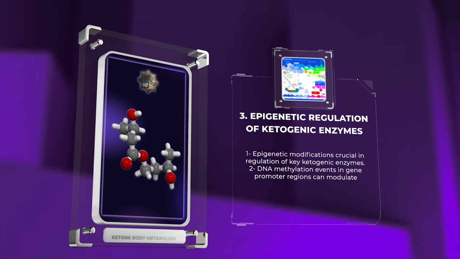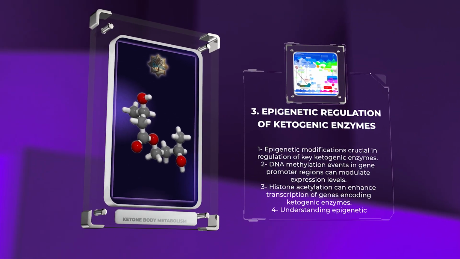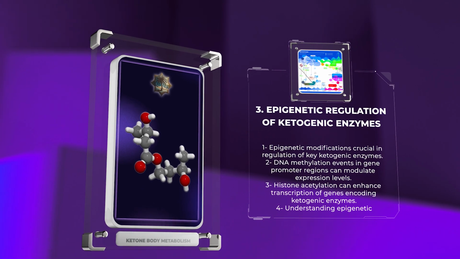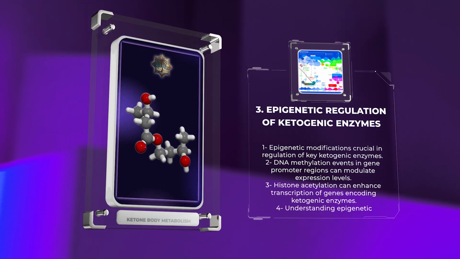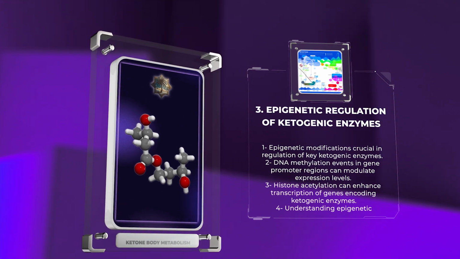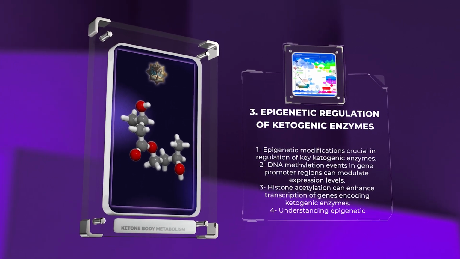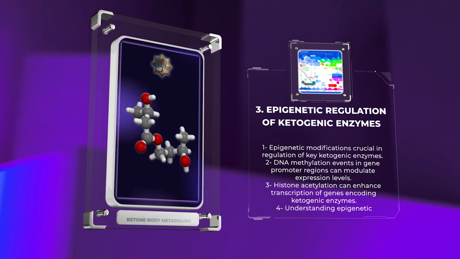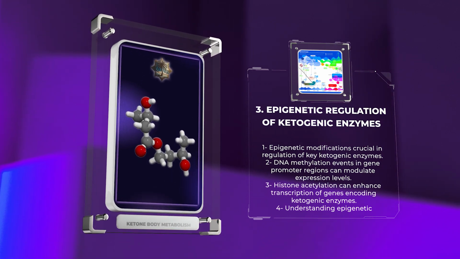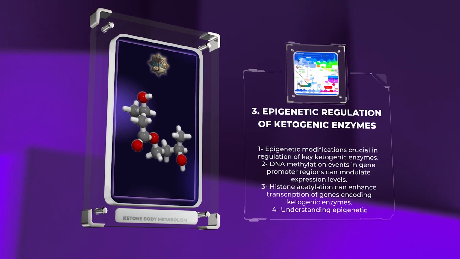Epigenetic modifications, including DNA methylation and histone acetylation, play a crucial role in the regulation of key ketogenic enzymes involved in ketone body metabolism. For instance, studies have shown that DNA methylation events occurring in the promoter regions of genes encoding ketogenic enzymes can modulate their expression levels. Histone acetylation, on the other hand, can loosen the chromatin structure, allowing for enhanced transcription of these genes. Understanding the epigenetic regulation of ketone body metabolism offers potential therapeutic targets for metabolic disorders.